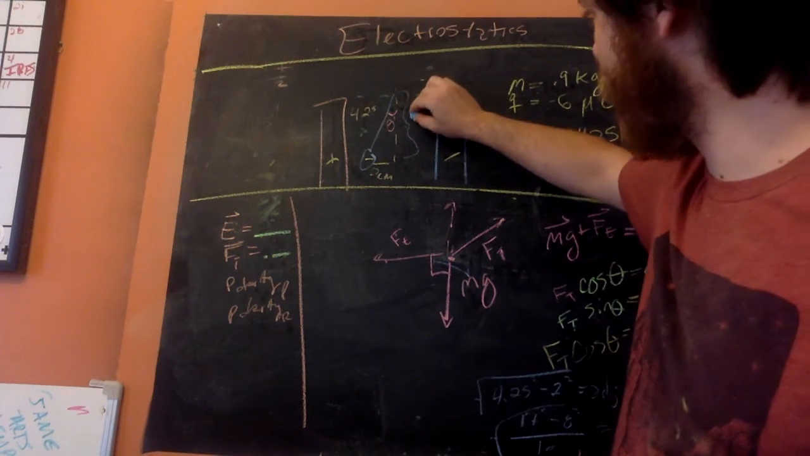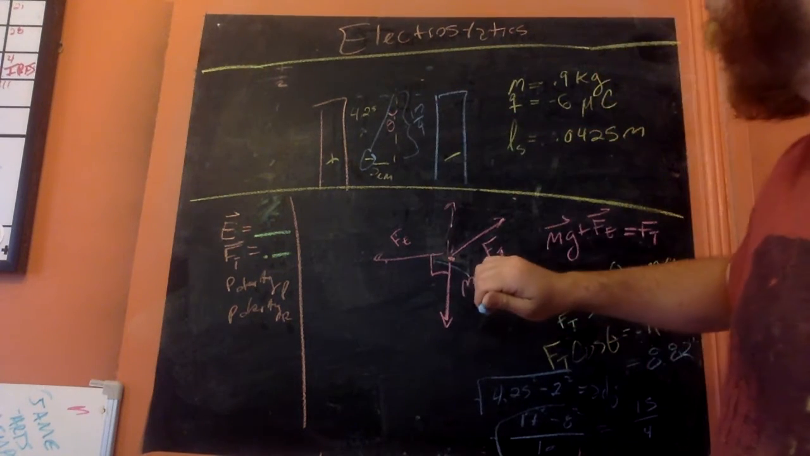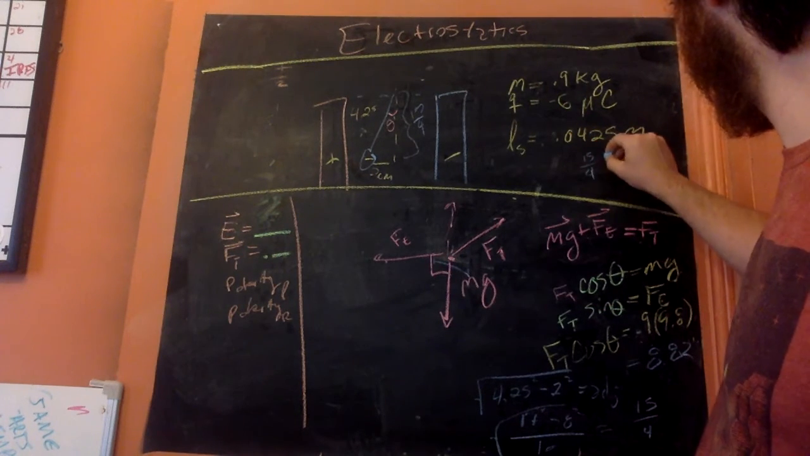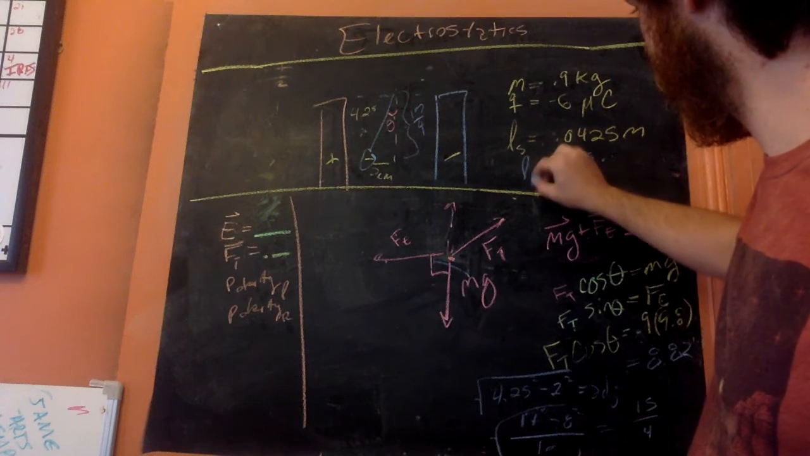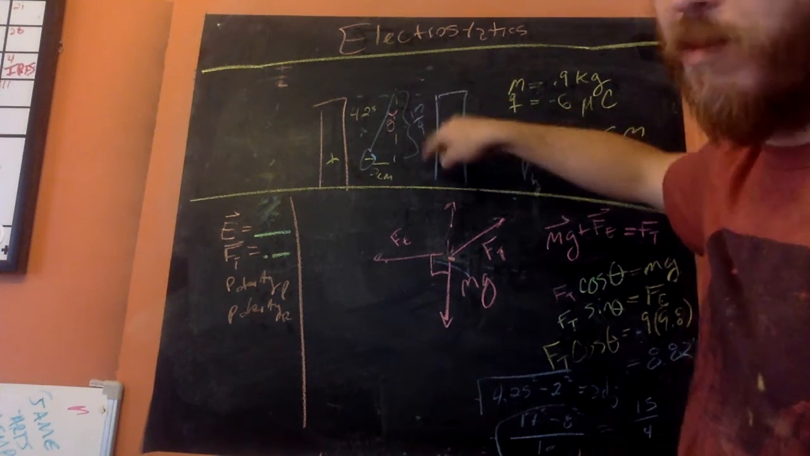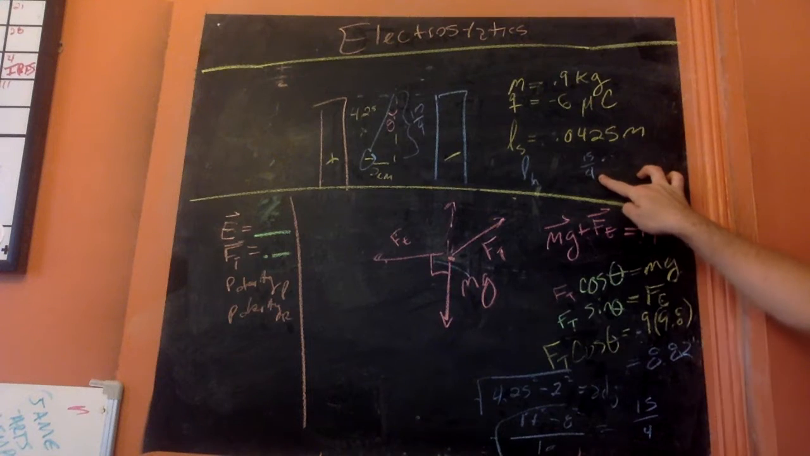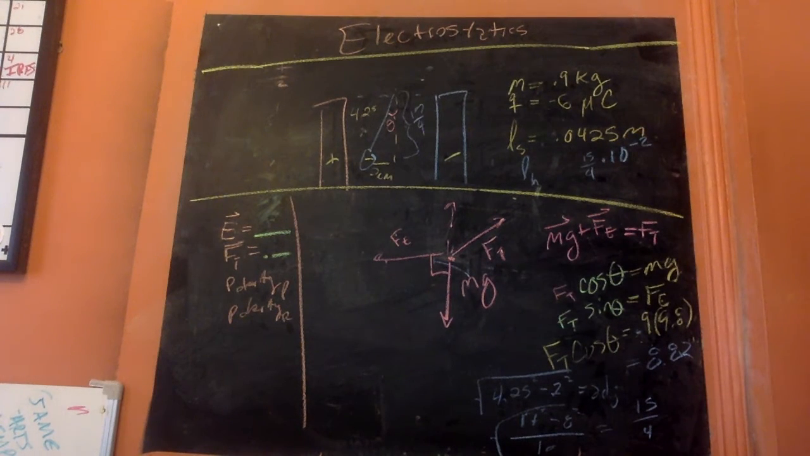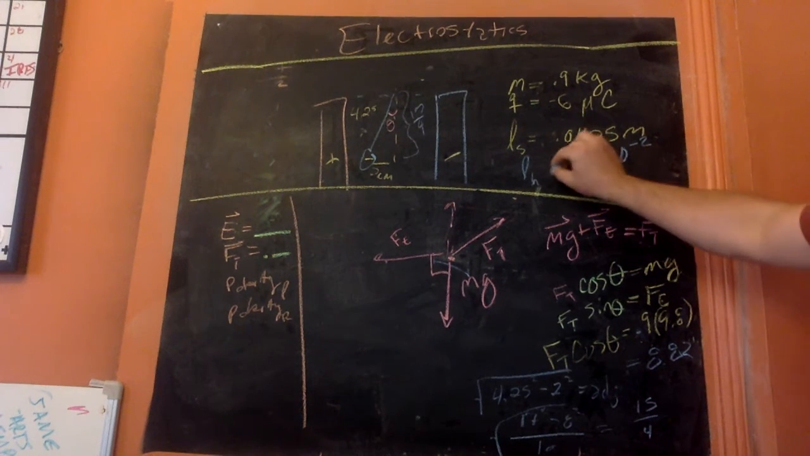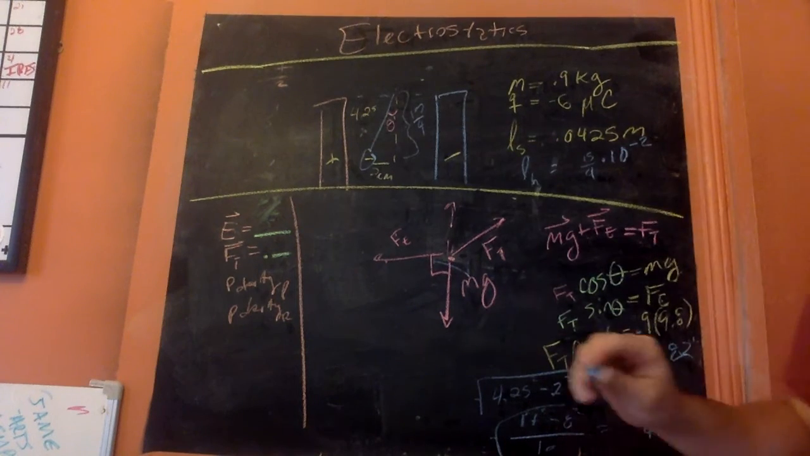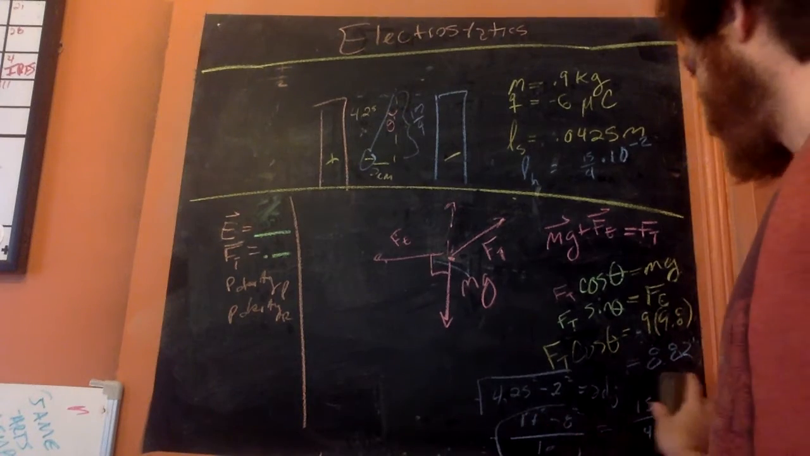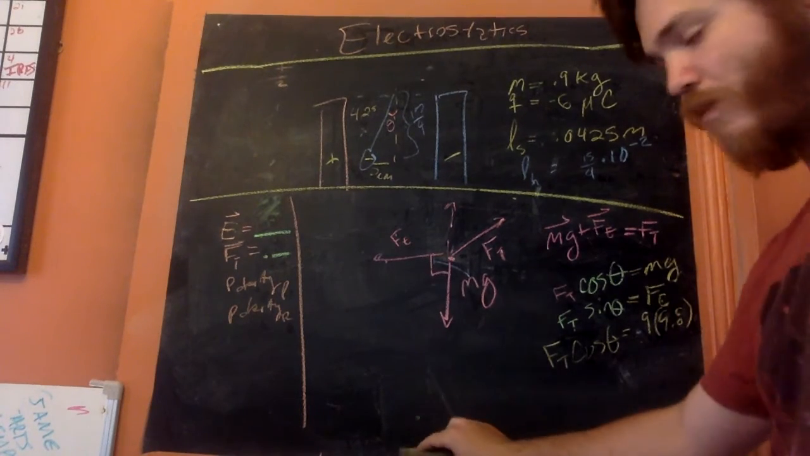So this length is 15 fourths centimeters, which is 15 fourths times, I'm going to call that length height, so the upward, which is 15 fourths times 10 to the negative 2. And now we have adjacent and hypotenuse, so we can find cosine theta. So let me clear the board off real quick, and I will get to that.